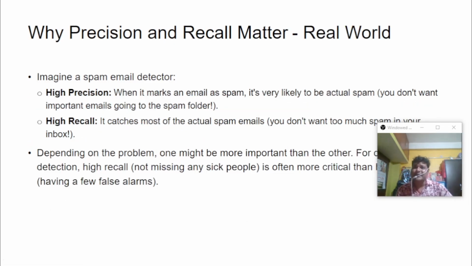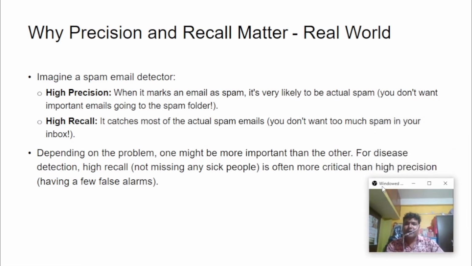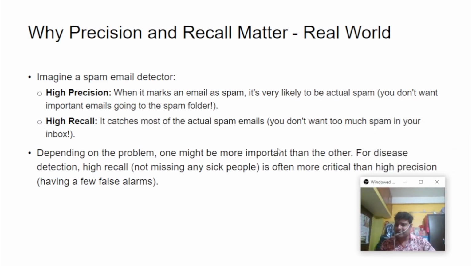Next, why precision and recall matter? In the real world, imagine a spam email detector. High precision means when it marks an email as spam, it is very likely to be actual spam. And high recall means it catches most of the actual spam emails.